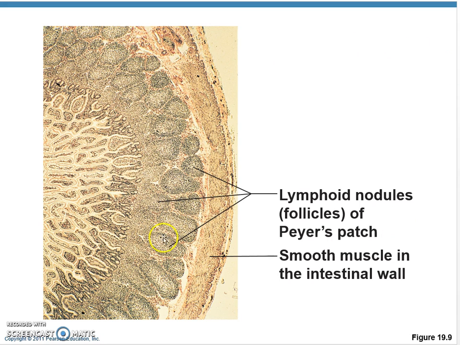This is what Peyer's patches look like. Here are all the lymphatic nodules, and this is the inside of the small intestine. And that is chapter 19 in 4 minutes and 30 seconds.